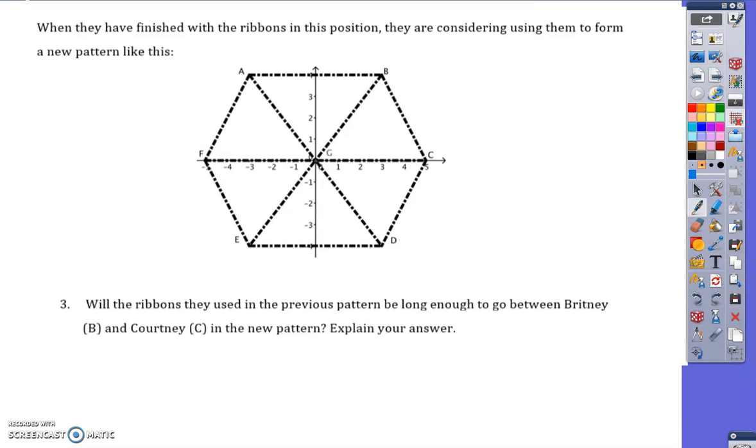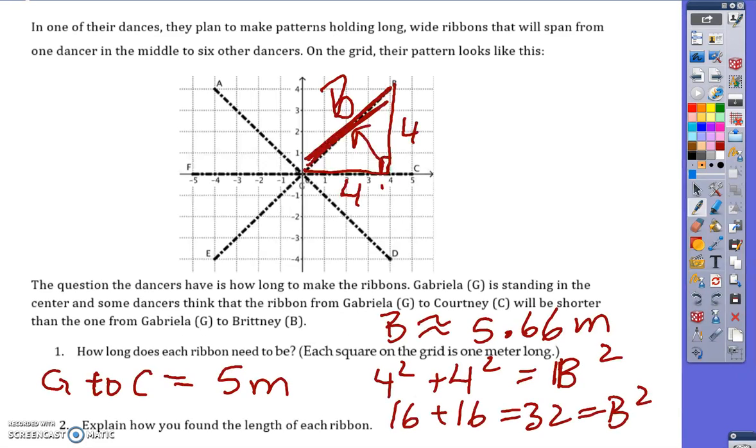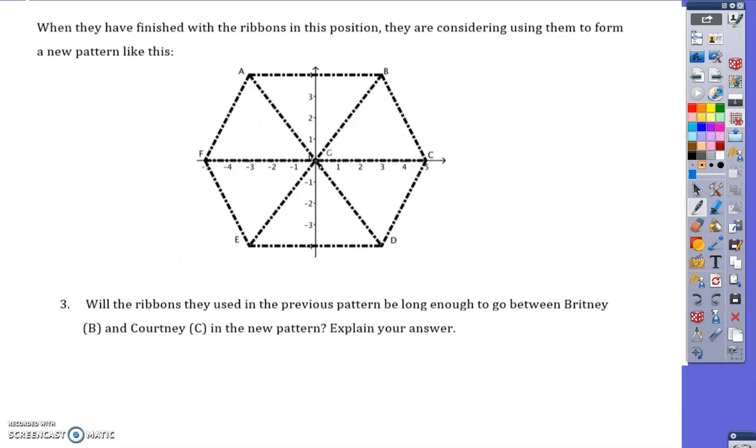All right, so we're going to continue with what we were doing with finding the distance between 2 points. So then this is a different pattern. We still are building the same marching band, and now they're adding some more ribbons. I think when they finish the ribbons, they're considering using this new picture. So they're going to try to go with this hexagon, and it's not a regular hexagon.